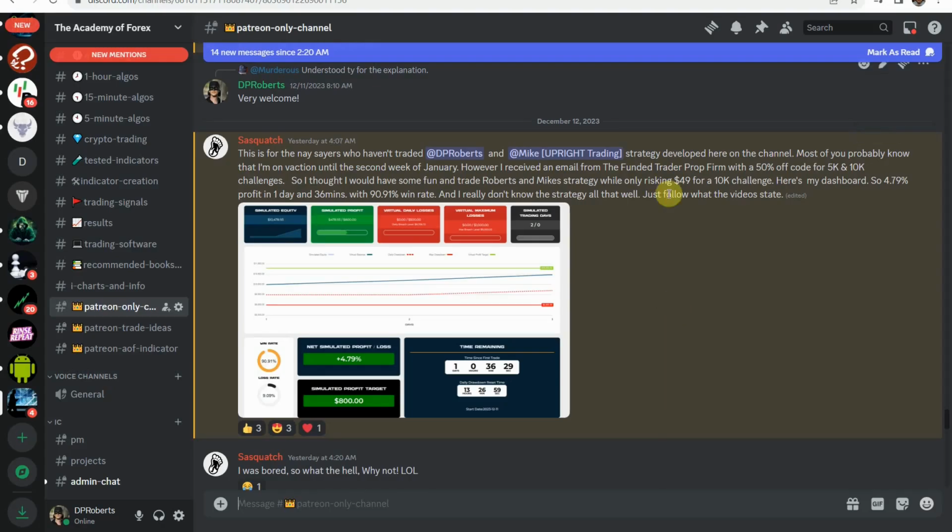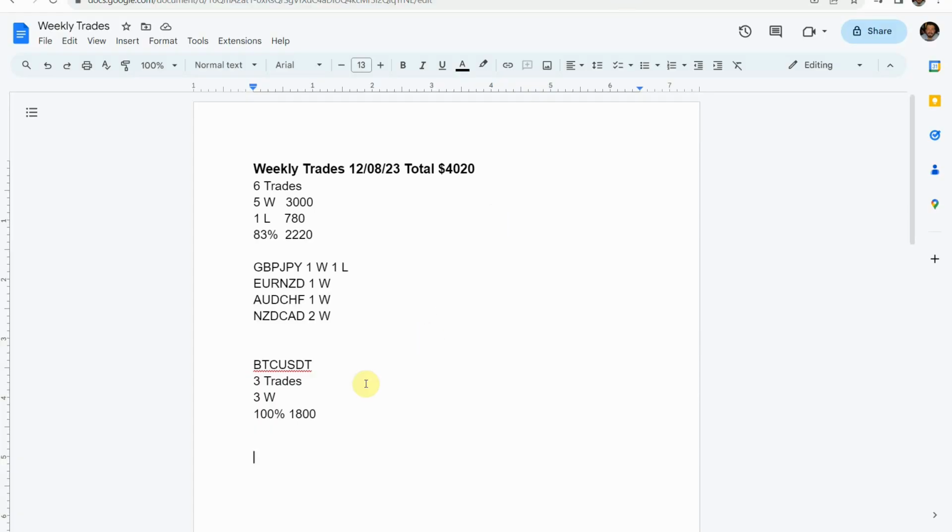And so alright, let's go ahead and go over the weekly trades. This is the trades from last week on these particular Forex pairs and one crypto coin using the Academy of Forex strategy. We had 6 trades altogether on the Forex pairs. We had 5 winning, 1 losing, an 83% win rate. With the same $600 gain per winning trade, the total would have been $2,220 on Forex, and we had 3 trades altogether on Bitcoin, and 3 winning with a 100% win rate and a gain of $1,800. So total for the week would have been $4,020.